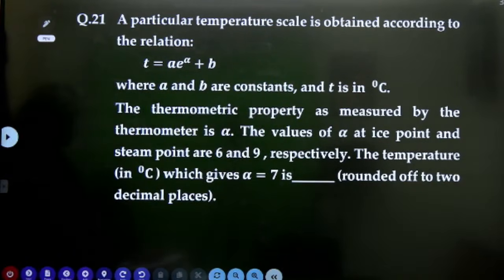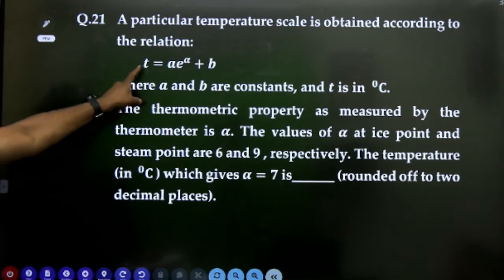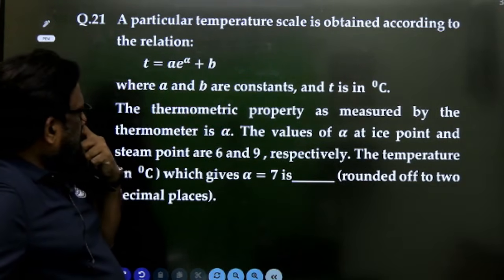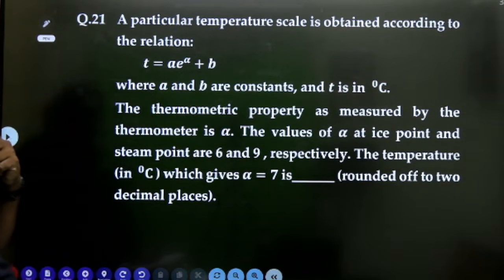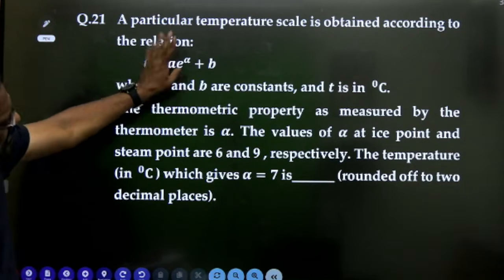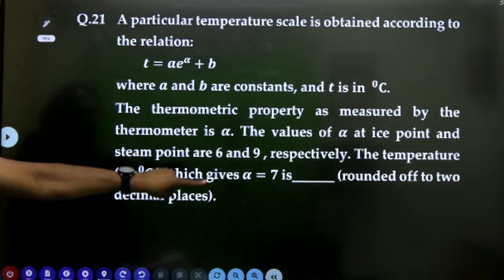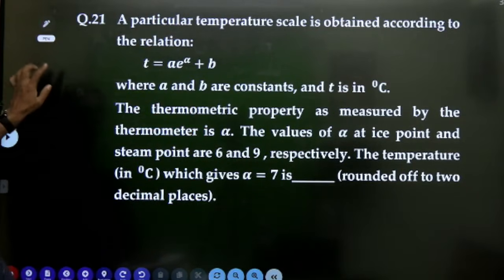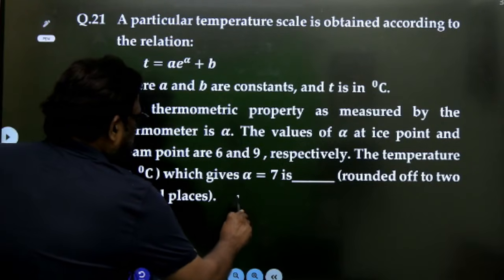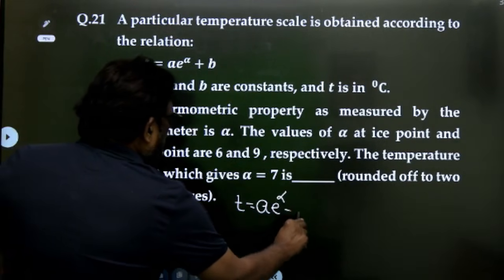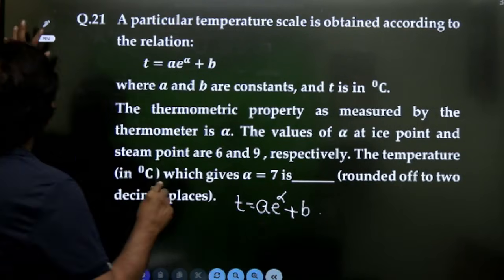A particular temperature is obtained according to the relation, where T is in degree centigrade, alpha is the thermometric property, measured by alpha is some thermometric property. The value of alpha at ice point. ओके ओके. इक्वेशन क्या दिया सर? T is equal to A e power alpha plus B. ठीक है सर.